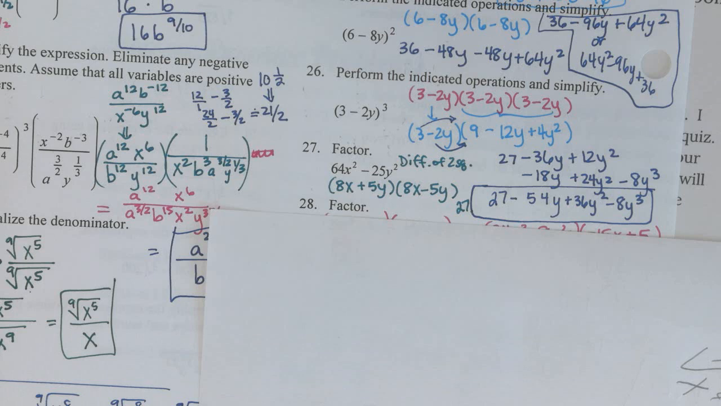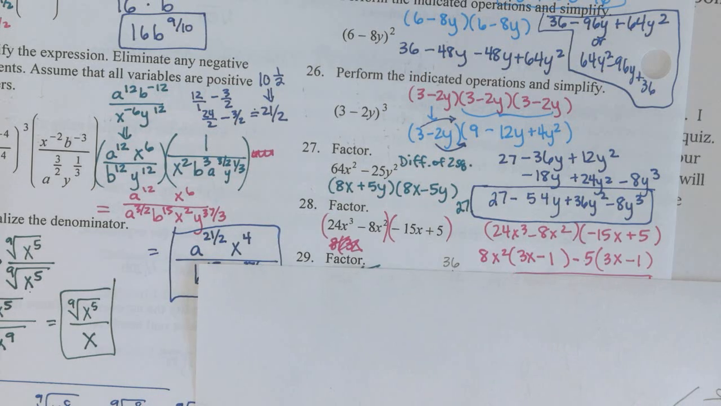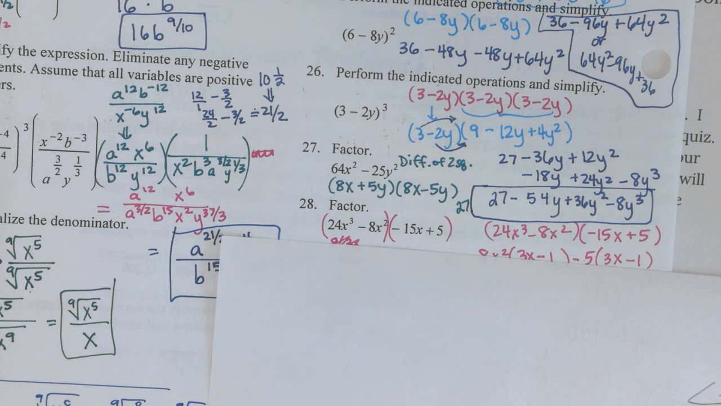Okay, factoring. So 27 is a special factoring equation, the difference of 2 squares. So you have 8x plus 5y, 8x minus 5y. For 28, there are 4 terms. With 4 terms, you factor using what method?